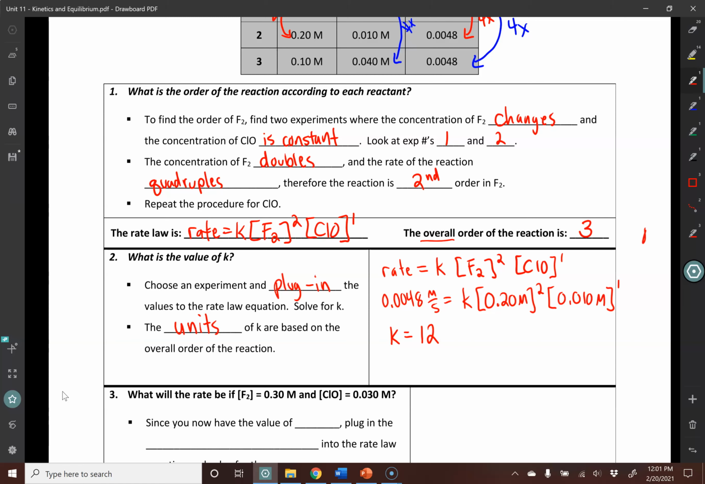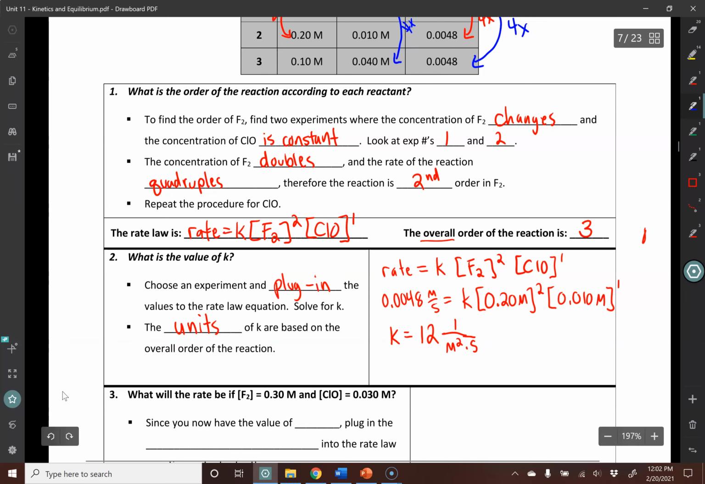So units can be a little tricky to figure out. On the left side of the equation, I've got my rate, and that's in terms of molar over second. And on the right side of the equation, I've got molar squared times molar, so molar cubed. And I need to get to molar over second. The only way to do that is to use the units that look like this: 1 over molar squared times seconds. Don't memorize that unit because it's not always going to be the same.